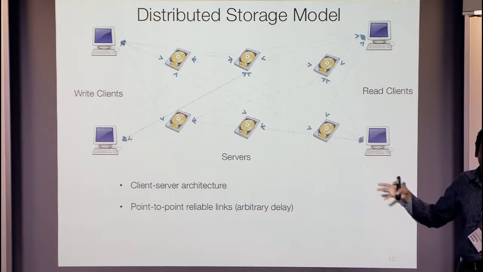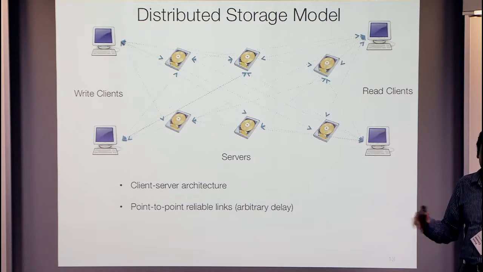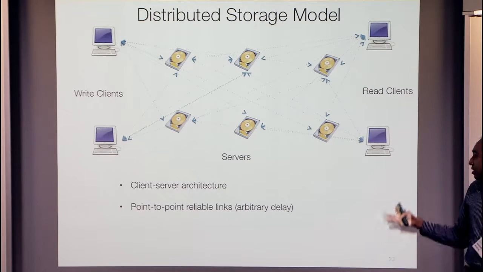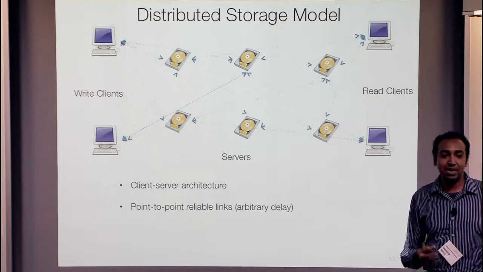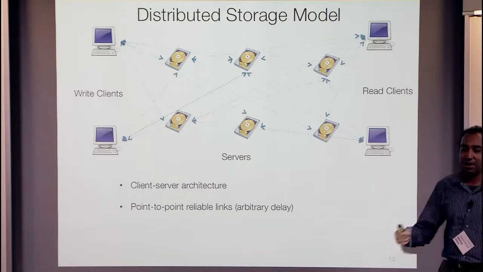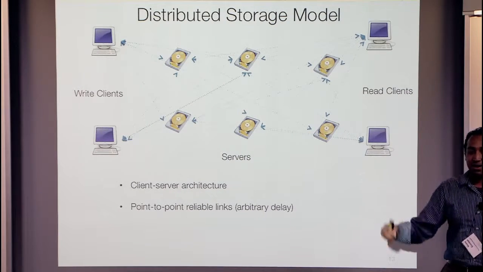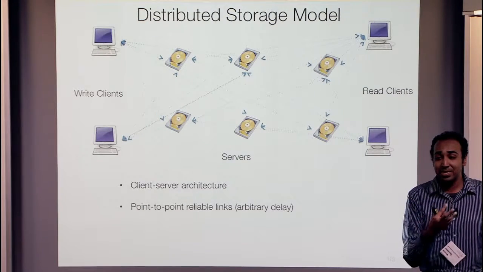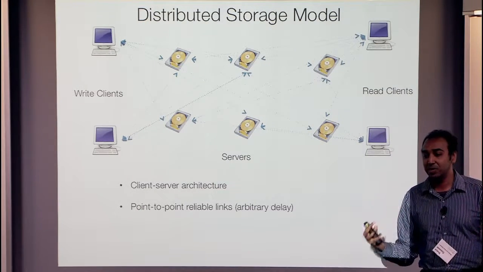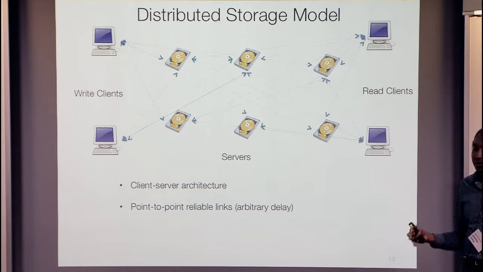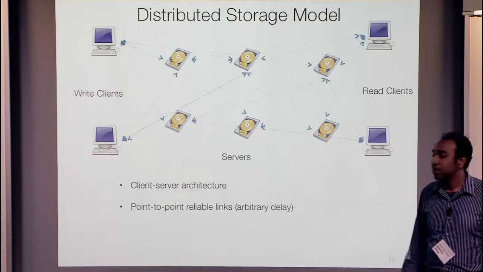Clients and servers are connected through point-to-point links. That's how they communicate. The model for the links is like traffic in California. I reach my destination. I don't know when I reach there because of the traffic, but I reach there. So these are point-to-point, reliable, asynchronous links.